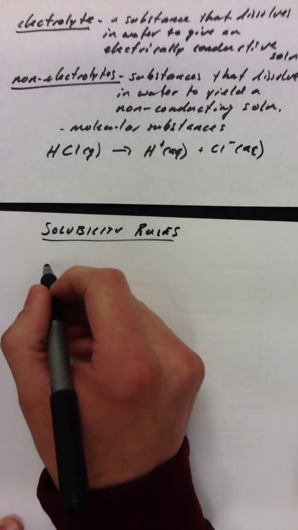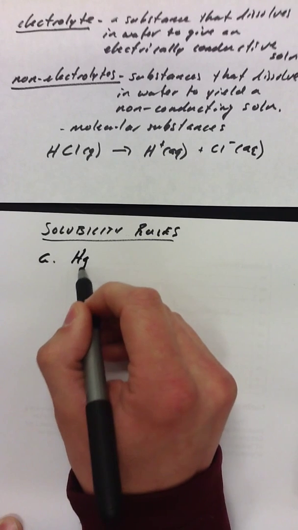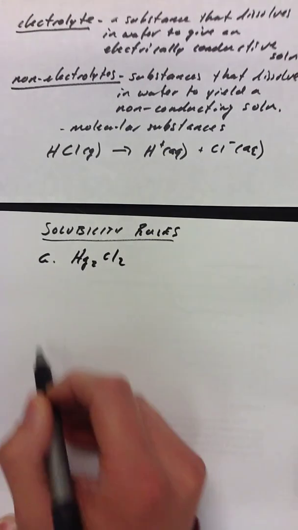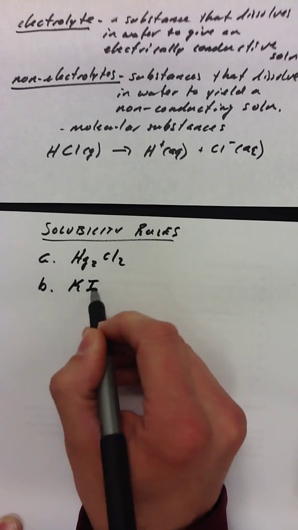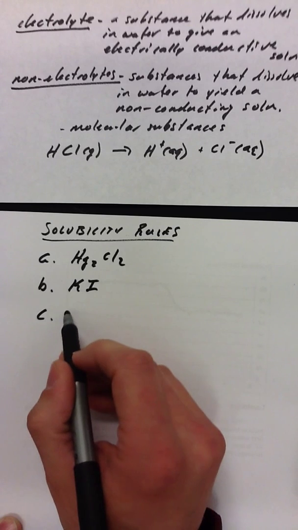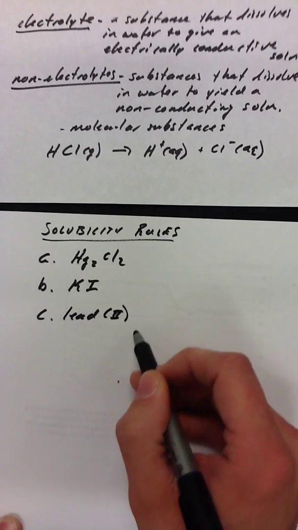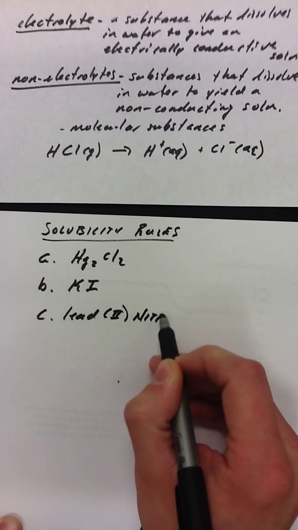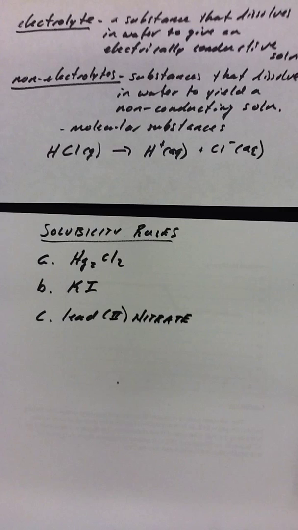So we have 3 examples. A, we have mercury chloride. B, we have potassium iodide. And lastly, lead nitrate. We are asked to determine whether or not these are going to be soluble in water.